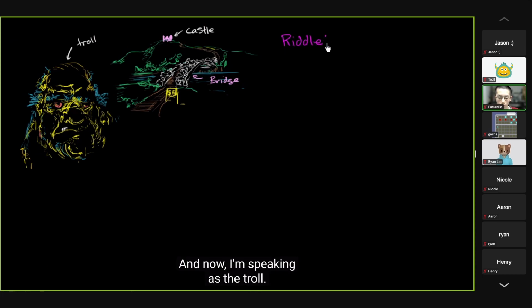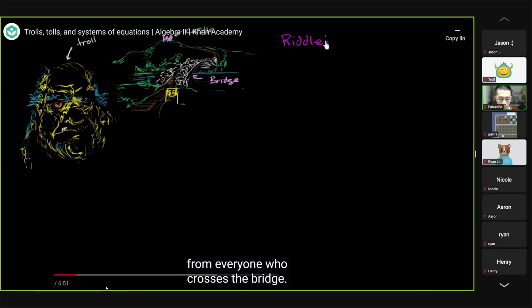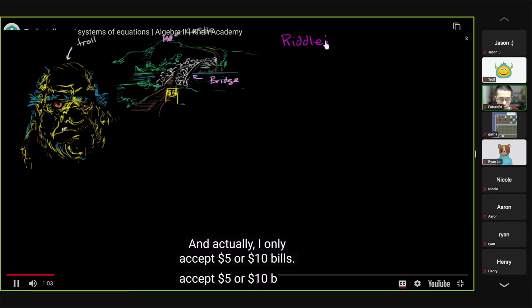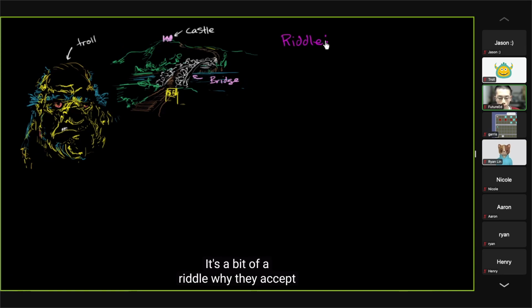And the riddle is this. And now I'm speaking as the troll. I am a rich troll because I get to charge $5 from everyone who crosses the bridge. And actually, I only accept $5 or $10 bills. It's a bit of a riddle why they accept American currency in this fantasy land, but let's just take that as a given for now. So I only take $5 or $10 bills. I'm being the troll. Obviously, if you give me a 10, I'll give you 5 back. And I know, because I count my money on a daily basis, I like to save my money as the troll.